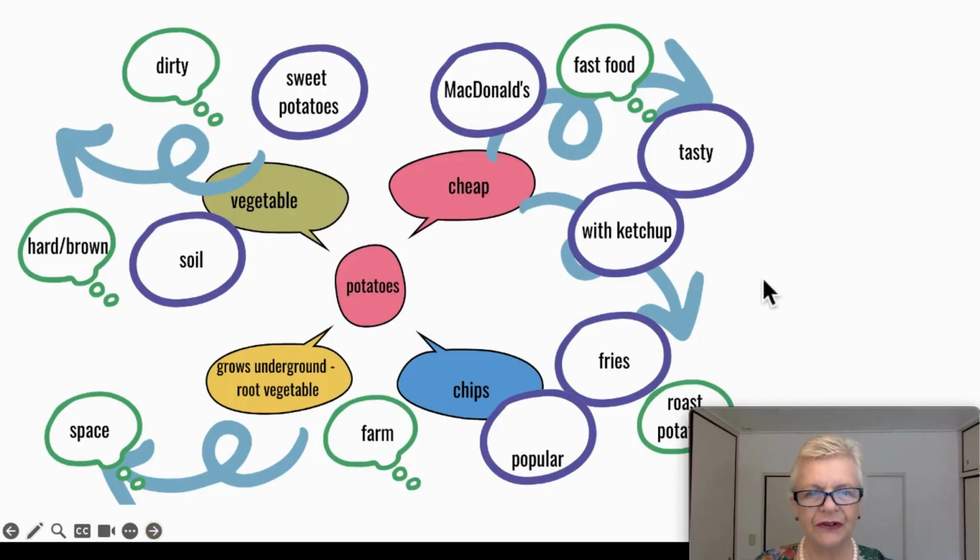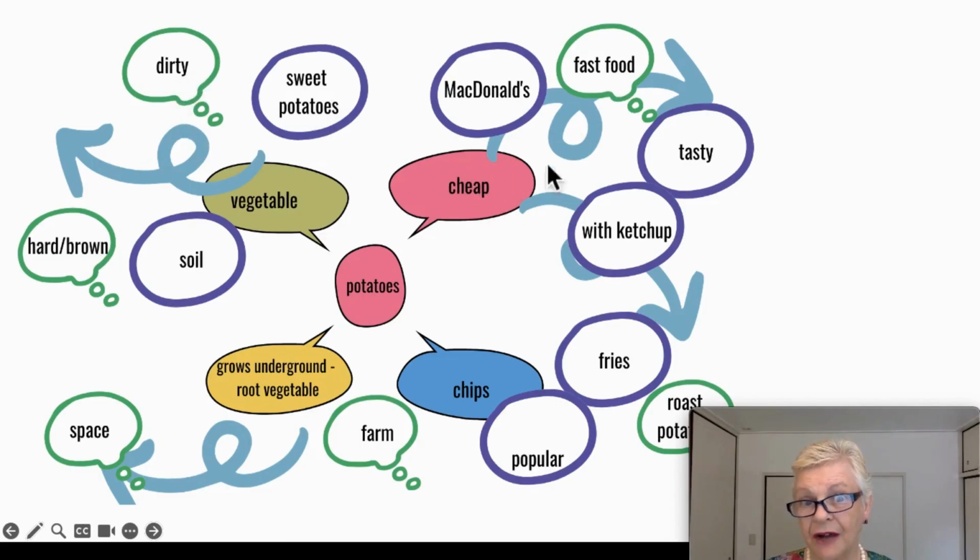Well, first thing I would do is to make a mind map. Now this is a typical mind map. We've got the topic here, and then we've got some areas of interest. Potatoes are vegetables, they grow underground, we can make chips from them, they're cheap. And then I've gone on and thought a little bit more deeply about this topic, and you can see I've got some types here. Sweet potatoes, they're dirty.